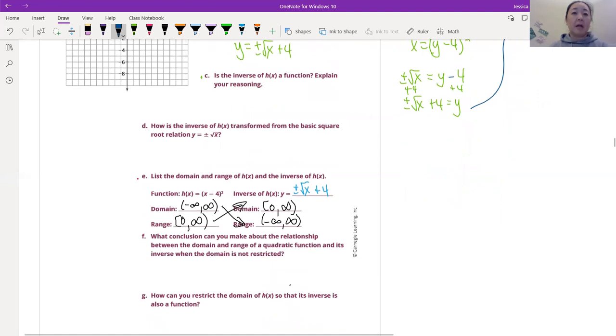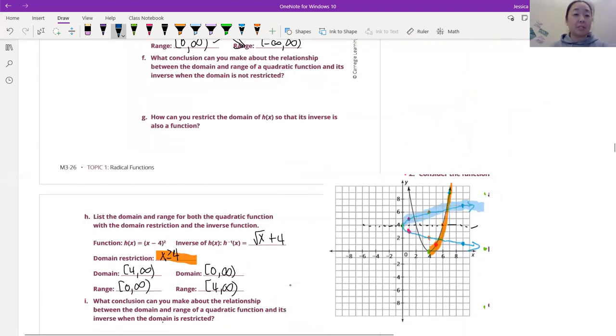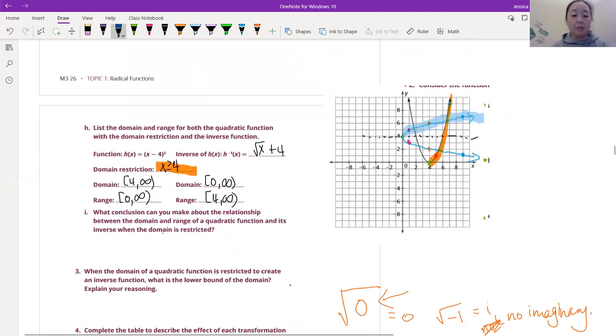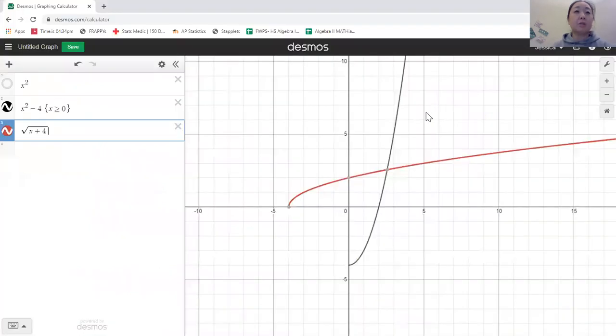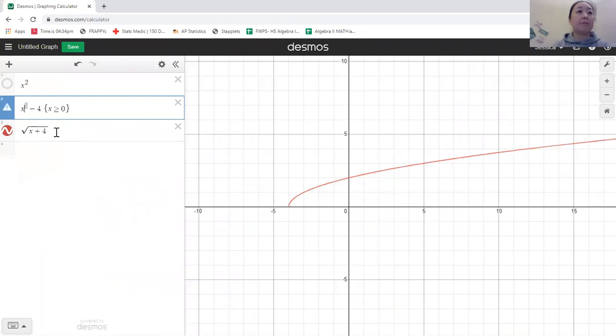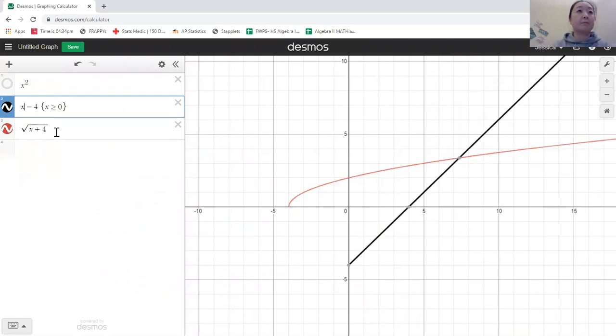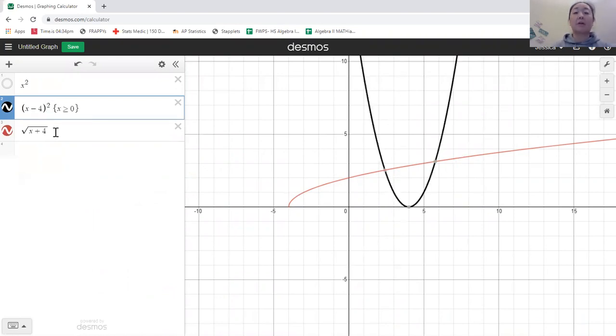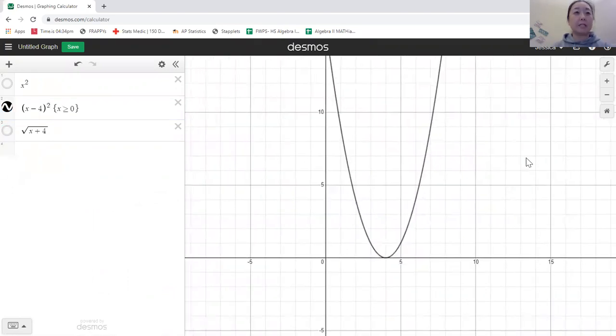All right. And we're talking about restrictions again. What can we do to restrict it? Because we want just the right-hand side of that parabola, so this orange section that was highlighted. So let's try this on Desmos. I feel like that is helpful. We're just going to modify this just a little bit. There we go. So if we take a look at this, we want just the right-hand side.